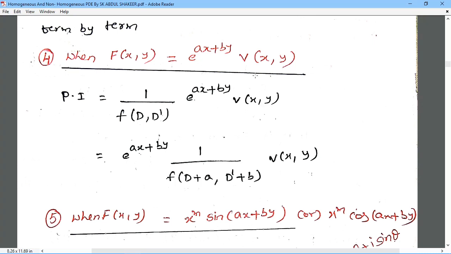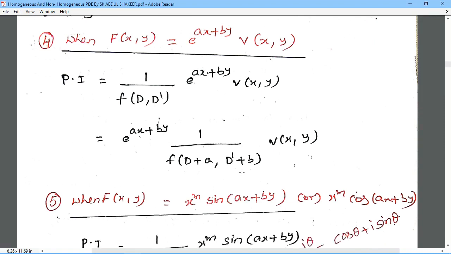So case 4 reduces to either case 3 or case 2. Here we just have to take out the exponential function, and D is replaced with D plus a, D dash is replaced with D dash plus b.